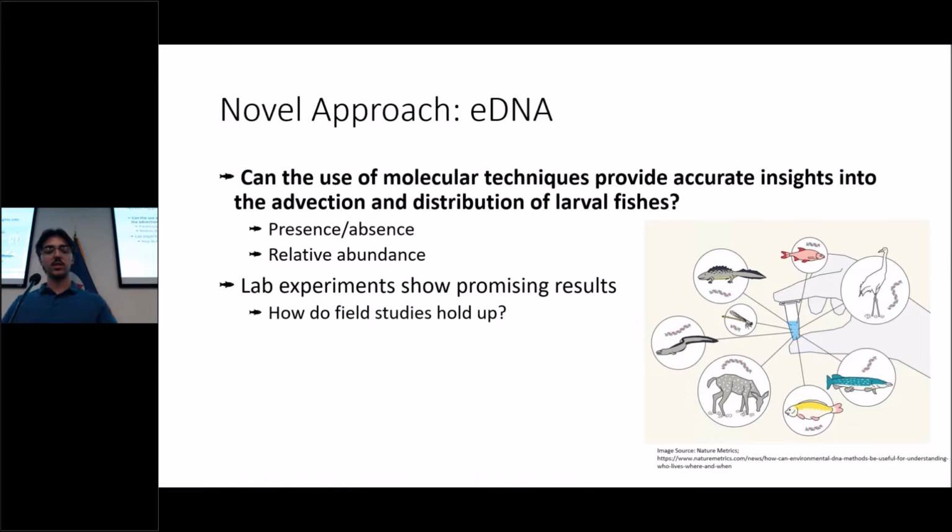So a new approach that was the focus of my summer here at CIGLR is called eDNA, which is shorthand for environmental DNA. We're interested in whether or not the use of molecular techniques can provide accurate insights into the advection and distribution of larval fish. More specifically, can we use eDNA to determine if a certain organism is present and if it is effective for relative abundance estimates? Thus far, lab experiments show promising results. However, it is a lot less clear how field studies will hold up.